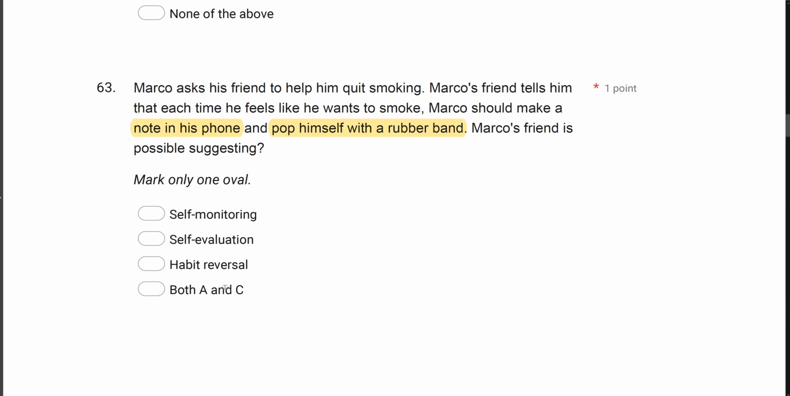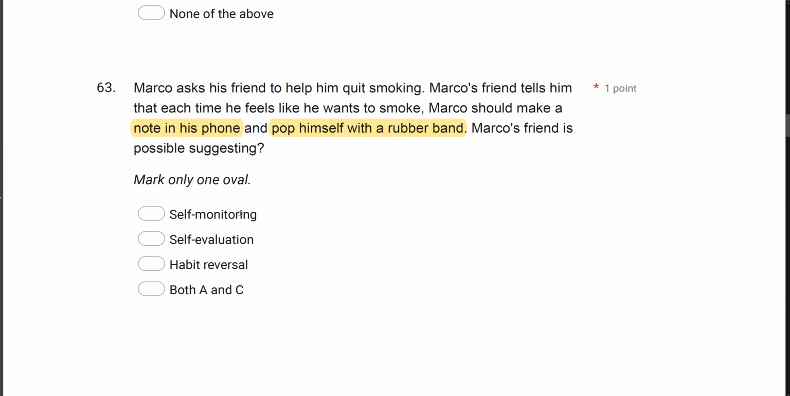So C, habit reversal. Now, self-monitoring is directly related to habit reversal, as in self-monitoring is a part of habit reversal. Habit reversal is a multiple-step, empirically proven way to change habits through self-management. And part of habit reversal is the self-monitoring step, where you're identifying and becoming aware of your behavior. And that's exactly what Marco is doing.